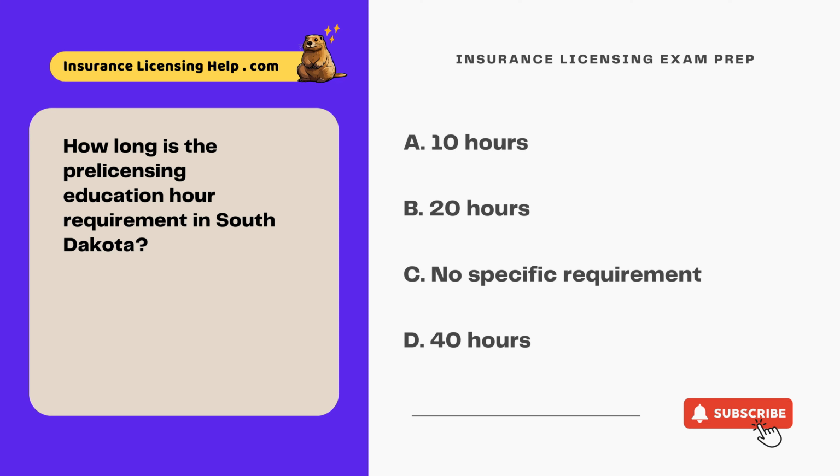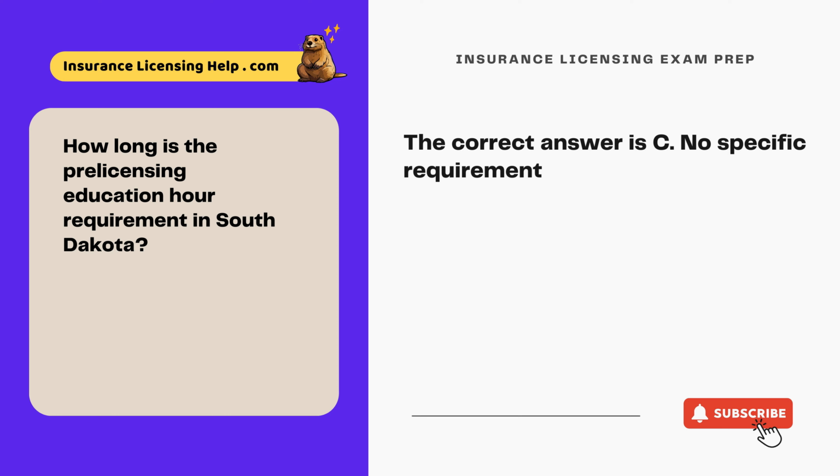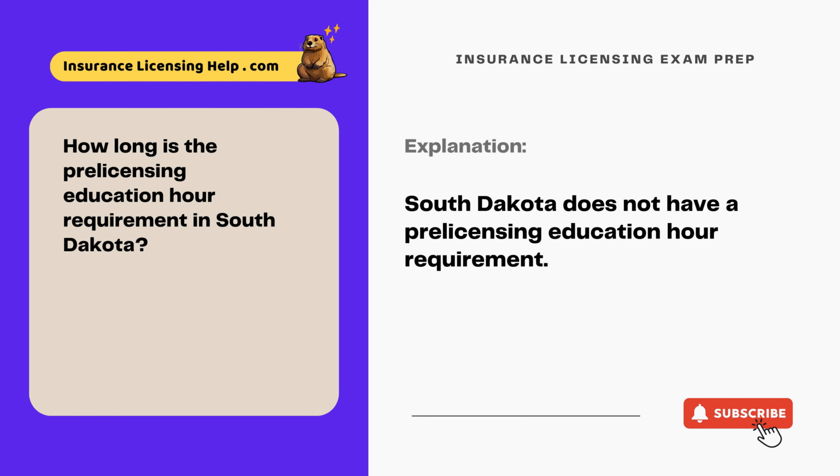How long is the pre-licensing education hour requirement in South Dakota? A. 10 hours. B. 20 hours. C. No specific requirement. D. 40 hours. The correct answer is C. No specific requirement. South Dakota does not have a pre-licensing education hour requirement.